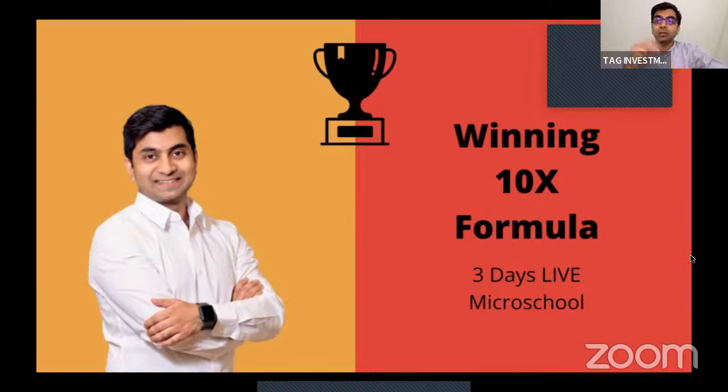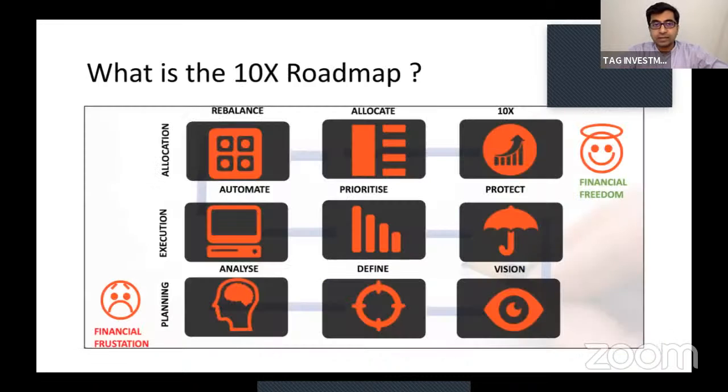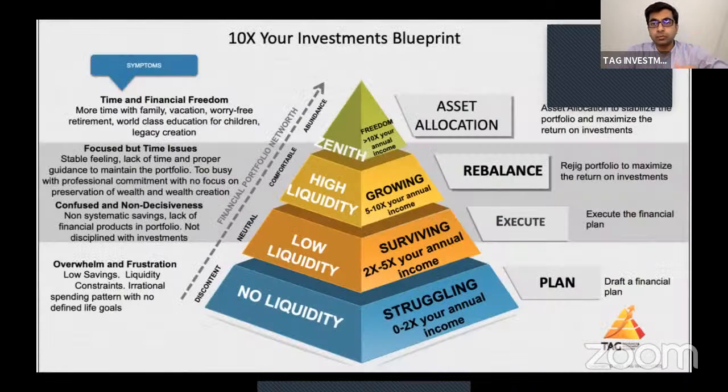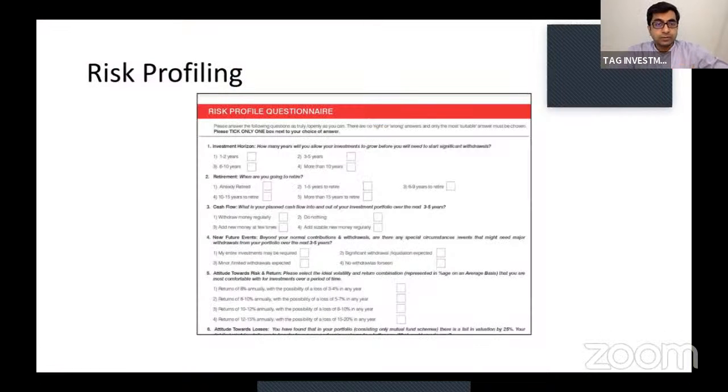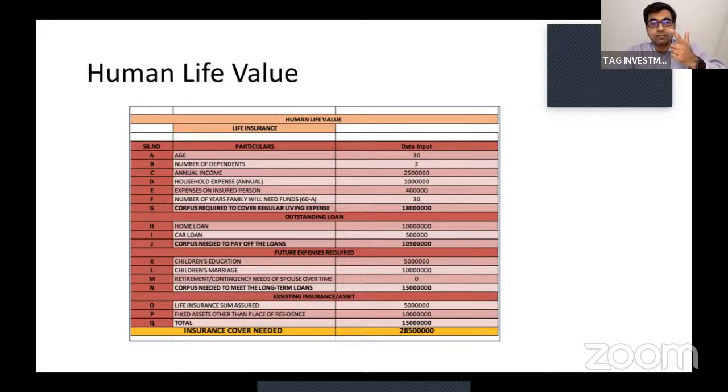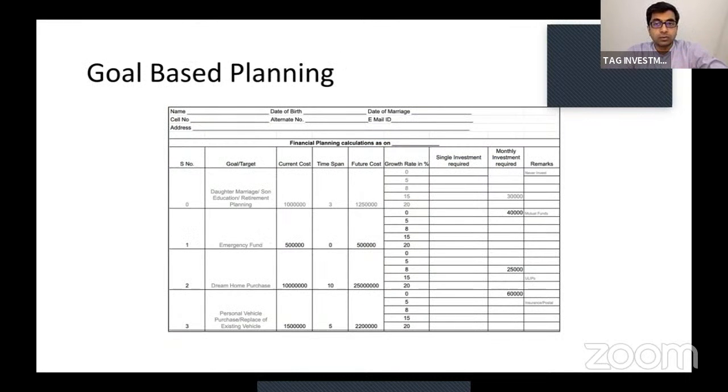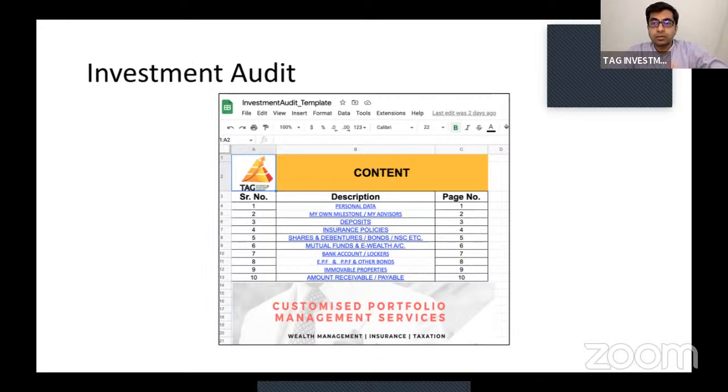Yesterday we covered day one. We covered quickly, just to get started, the roadmap and the blueprint. We covered the day one challenge, in which we spoke about various tools which help us do planning to 10x our investments. So we spoke about the risk profiling tool, the human life value tool, the goal-based planning tool, and we also spoke about the investment audit.